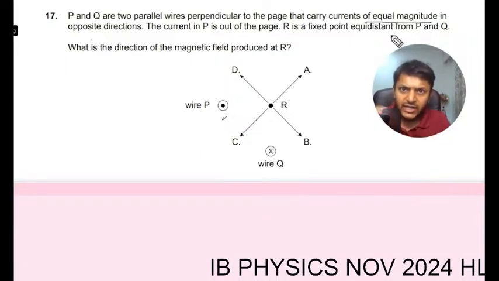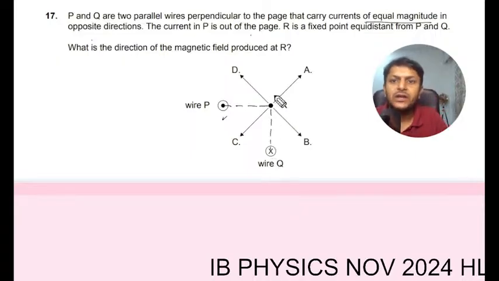The current in P is out of the page, and R is a fixed point equidistant from P and Q. This is the distance that we're talking about. The distance from both of the wires is the same. What is the direction of magnetic field produced at R?